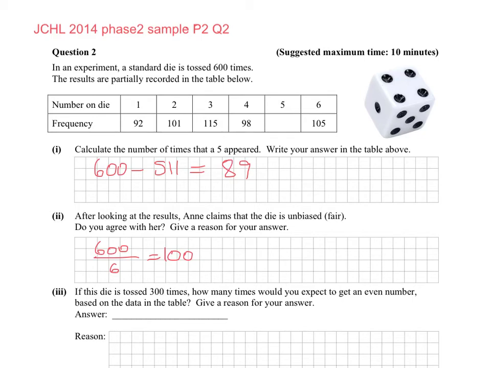Therefore we can say yes, that Anne is correct. The die is indeed unbiased. And the reason being is that the frequencies, the values, are not significantly different from 100.